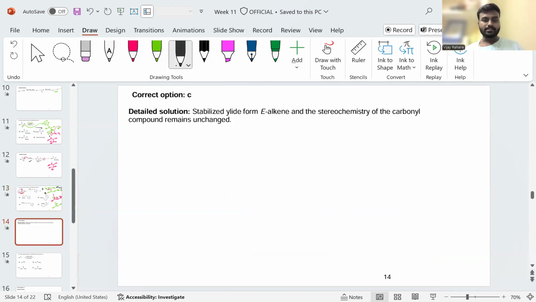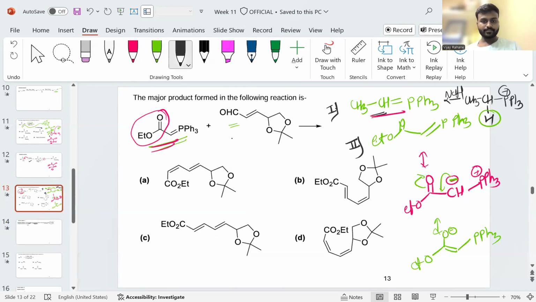So this is the stability, and always remember, whenever we have a stabilized salt, it always forms the E alkene as a product. So the stabilized Wittig forms the E alkene, and the stereochemistry of the carbonyl compound remains unchanged. So that's the answer for this question.